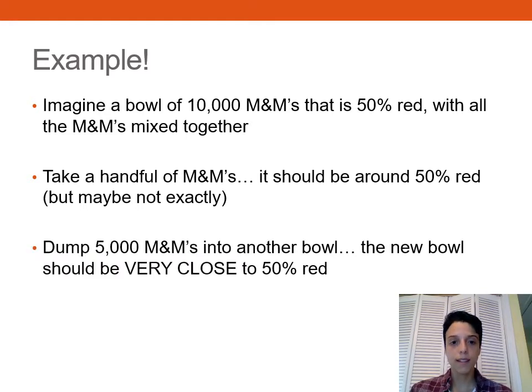Let's also talk about sample size. Imagine that you take that big bowl of 10,000 M&Ms now, and you dump 5,000 of them into another bowl. If you were to look at that new bowl of 5,000 M&Ms, you'd expect that around 50% of them would be red, and that the number would be really, really close to 50%. The reason is that it's extremely unlikely that you would just happen to dump a lot more red M&Ms into this big bowl by chance. And it's the case, sort of a statistical fact, if you will, that the larger your sample, the closer your statistics are to the population on average.